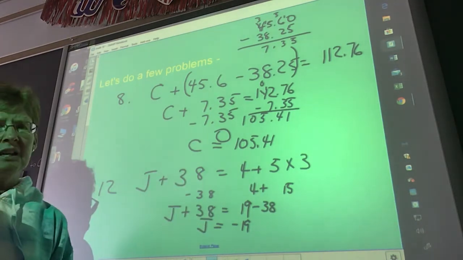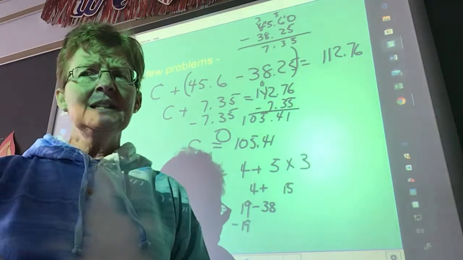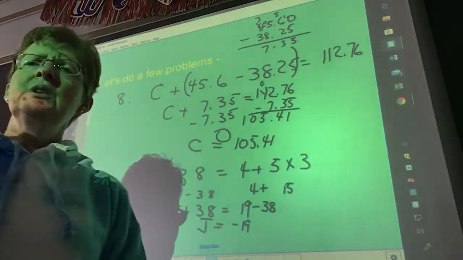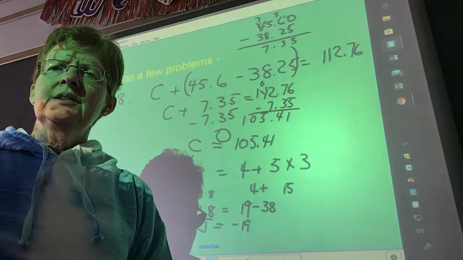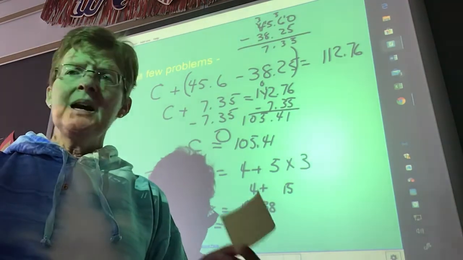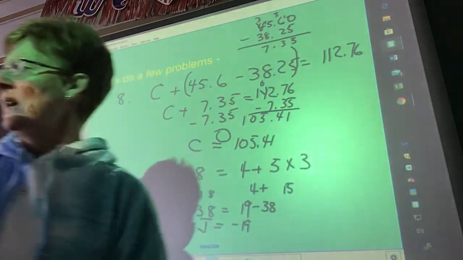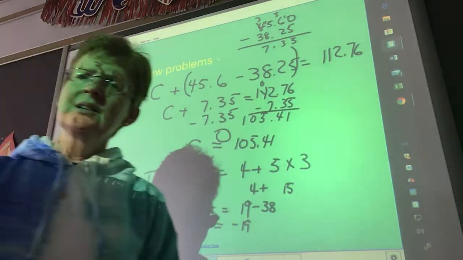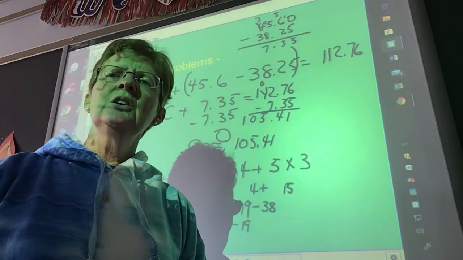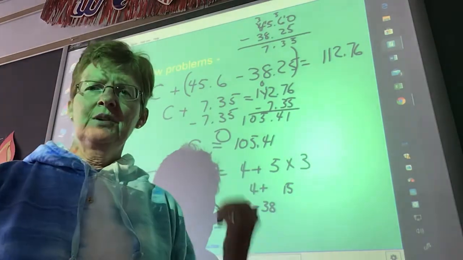Now, this is kind of tricky, so I want you to do your best. If you have any questions, you can email me. You can try to get help from one of your parents, but this is algebra. It's a little bit challenging, but I think you will get the hang of it from seeing these problems.